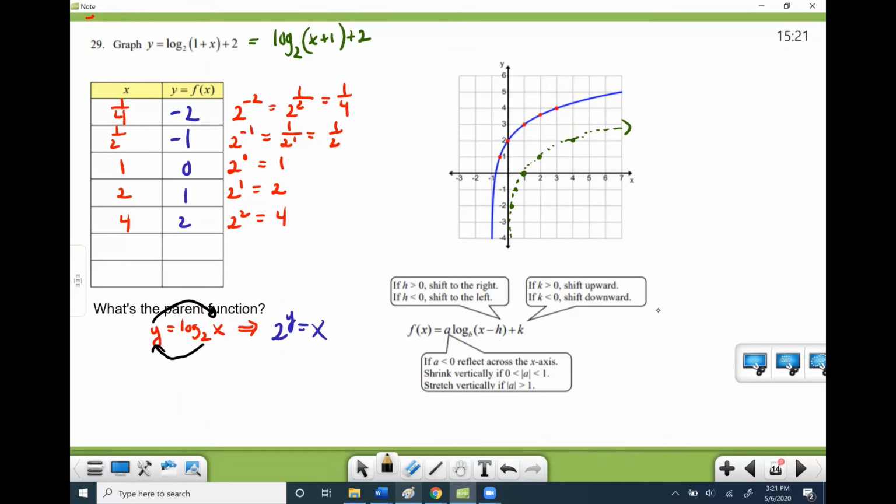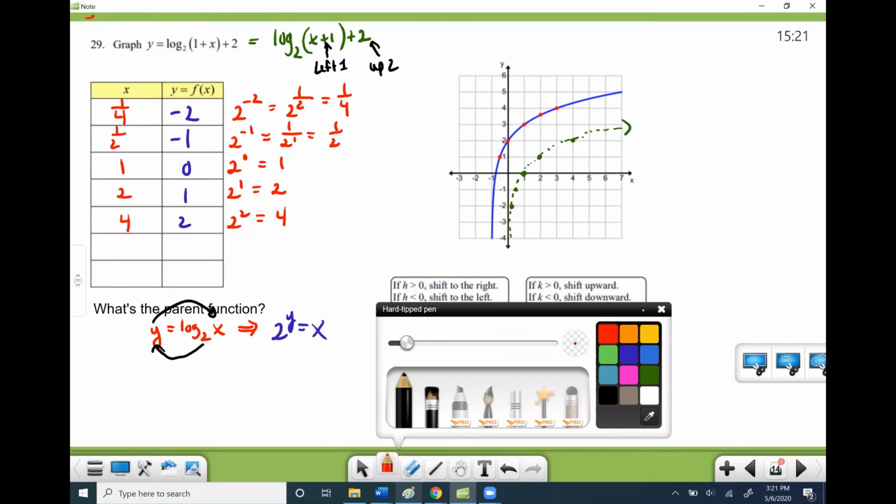So which way would we move it because of this +1? Yeah, that's the one that's lying. Remember, change it, don't change it. Change it, don't change it. So this one's really going to be left 1. And this one's going to be up 2. Very good. Left 1, up 2. So here we go. We're going to pick up every point, and I'm going to go left 1, up 2, and I'll show it to you.